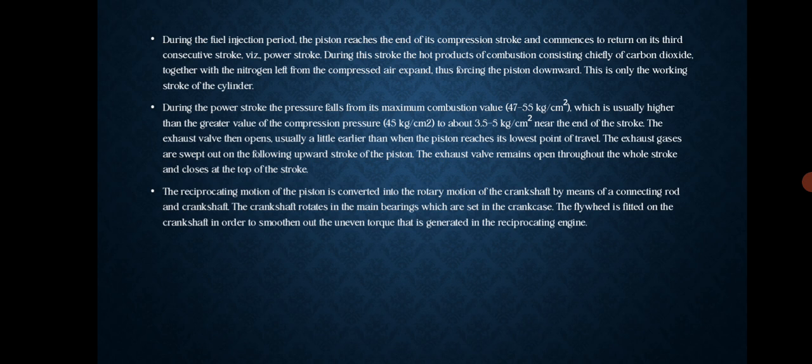The reciprocating motion of the piston is converted into rotary motion of the crankshaft by means of the connecting rod and crankshaft. The crankshaft rotates in the main bearings, which are set in the crankcase. The flywheel is fitted on the crankshaft in order to smooth out the uneven torque that is generated in the reciprocating engine.